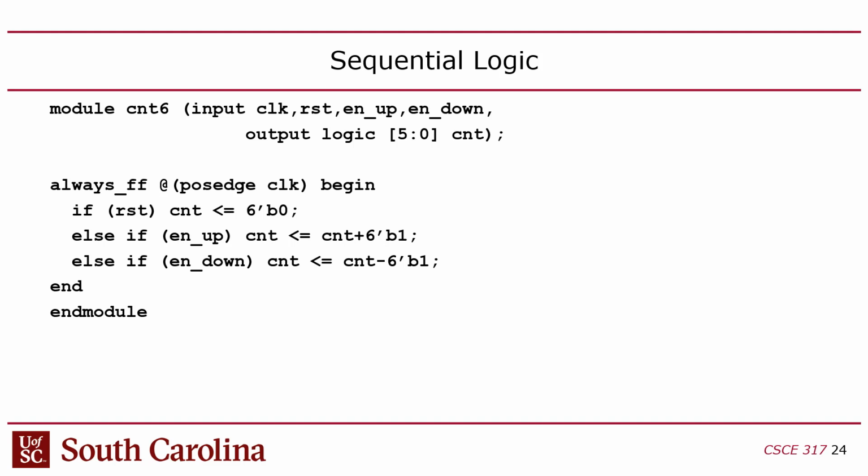Here's a better example. Okay, here's a counter. So always on the positive edge of the clock. If the reset is high, reset the count. Otherwise, if you're counting up, add 1 to the count. If you're counting down, decrement 1 from the count. And this will create an up-down counter.